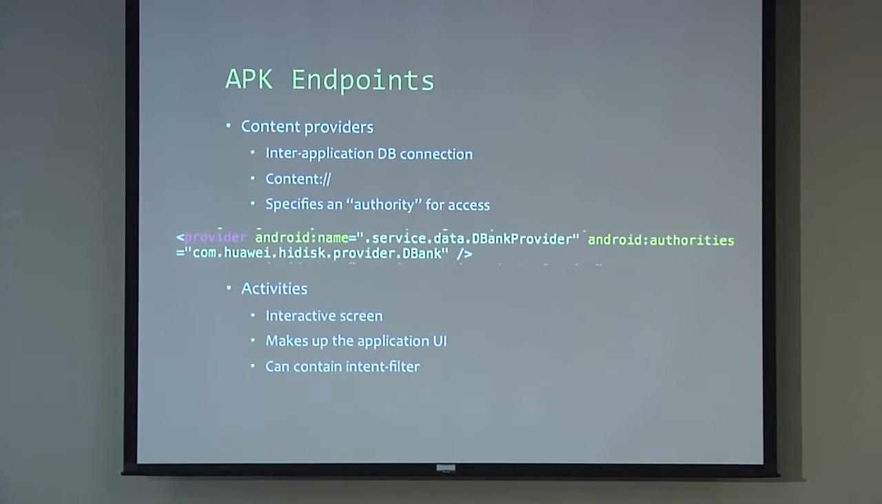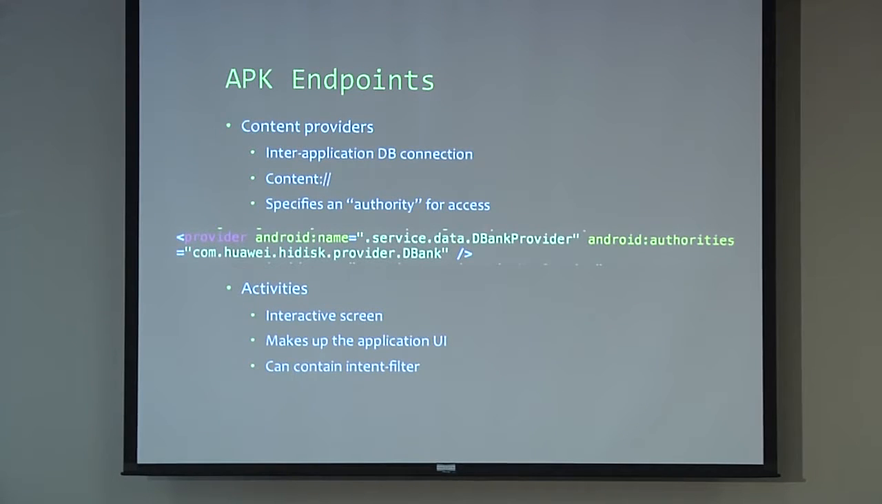The first one, and the one that we find the most bugs with, is a content provider. So content provider is Android's interface to a database or a file. You access it with content:// and then the authority. So when you see it declared in the manifest here, provider, com.huawei.hidisk.provider.dbank, that's the authority. So content://authority is going to allow you to query that content provider and see what it supports, be it a database or a file.